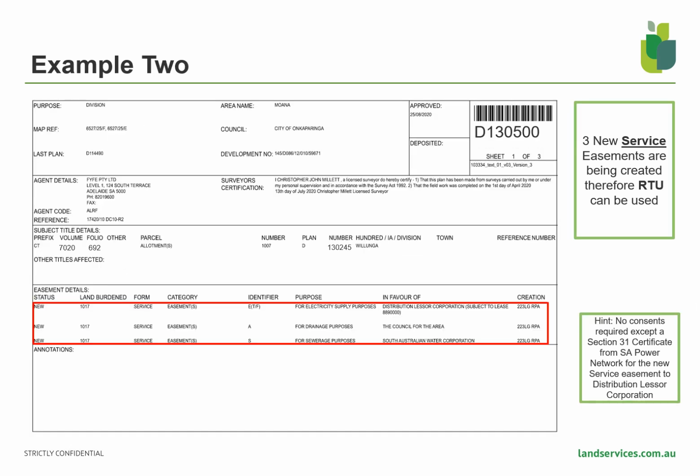This plan example includes 3 new service easements, as shown in red. These are not considered transactions, so consent is not required for these new service easements. However, if there is a new service easement to Distribution Lessor Corporation, then a Section 31 certificate is required to be attached to the RTU, which is obtained by contacting SA Power Networks. This certificate is required to authorise the lease being carried forward against the easement, as seen in the brackets in the first line in the easement schedule.